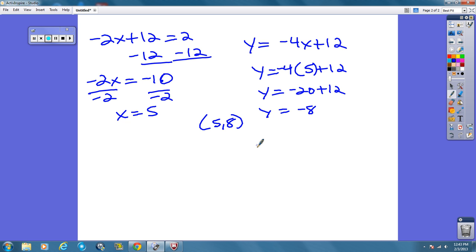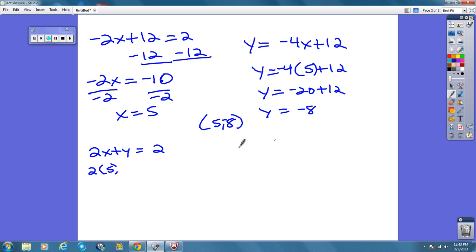Now, there's always a possibility that you might have gotten it wrong, so what you do is you substitute it back in and check to make sure it works. Sorry, I missed that negative. I'm going to substitute it back into the second one. So if we have 2x plus y equals 2, I have 2 times 5 plus negative 8 equals 2. I keep forgetting that negative. I'm so sorry.